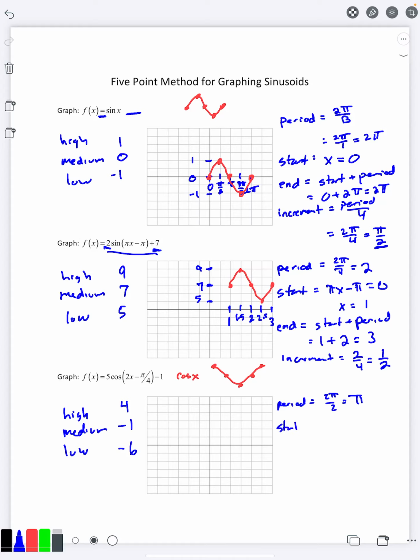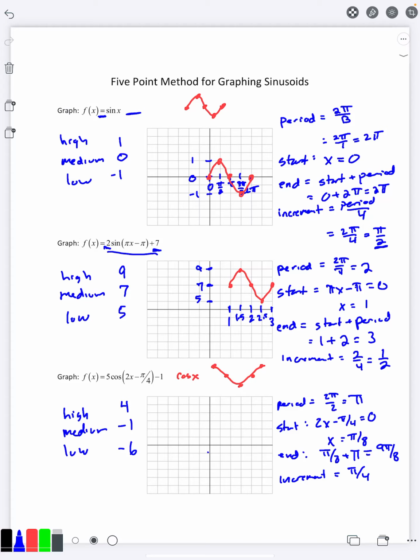My start point is 2x minus pi over 4 equals 0. X is going to be pi over 8. My end point is pi over 8 plus pi, which is 9 pi over 8. And my increment is period over 4. It's pi over 4 here.